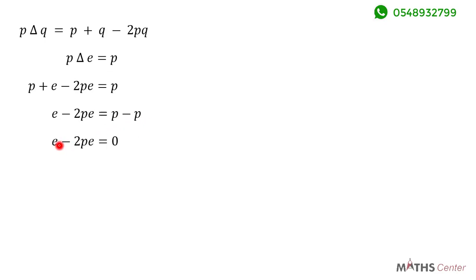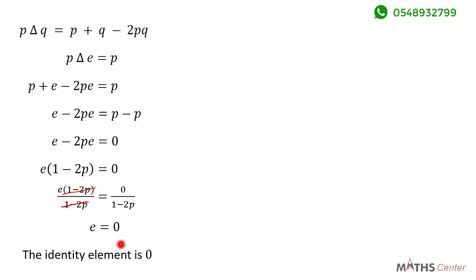P minus P is 0. So E minus 2PE is equal to 0. I'll factor E out here. That gives us E into bracket 1 minus 2P is equal to 0. Then I'll divide both sides by 1 minus 2P. So 1 minus 2P, 1 minus 2P gone. And so E will be equal to 0 divided by 1 minus 2P. And 0 divided by 1 minus 2P gives us 0. So E, which is the identity element, is 0.